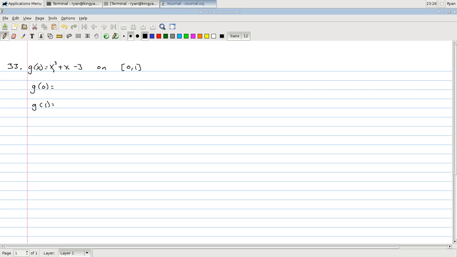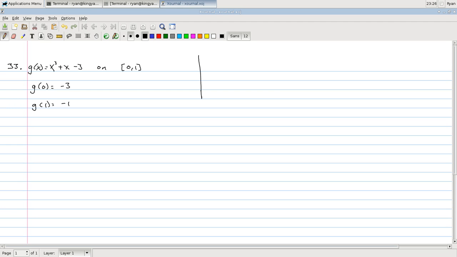So we plug 0 in for all the x's and we get negative 3. We plug x equals 1 and we get negative 1. These values are both below 0, so there's no guarantee by the intermediate value theorem that we have a 0.